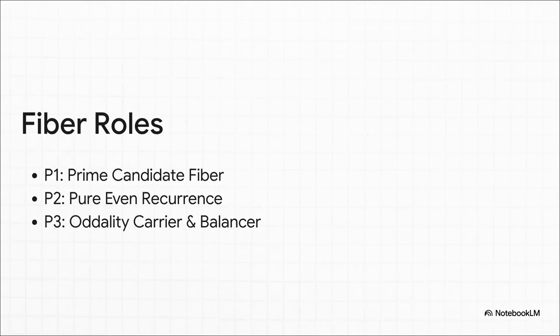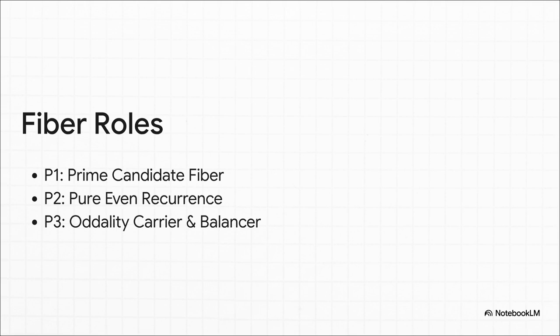Let's break down exactly what each lane is doing, because it's actually super elegant. P1 is the rock star here. It is the prime candidate fiber. Any prime number greater than 5 is absolutely forced by strict mathematical law to show up in this specific lane. P2 acts as the steady heartbeat, right? It provides pure, even recurrence into infinity.